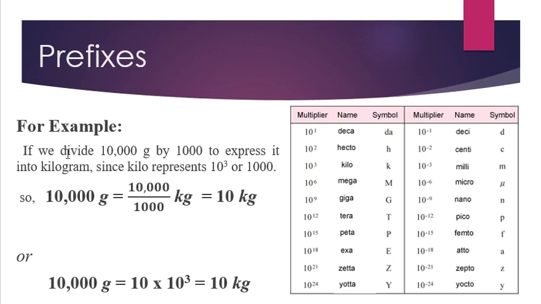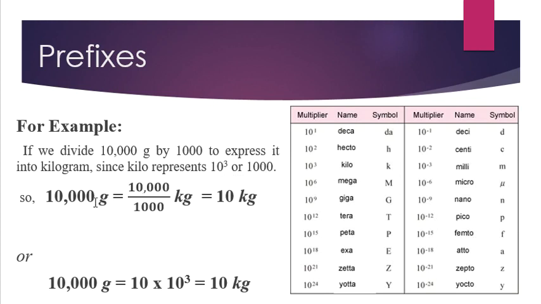You can see an example here: we divide 10,000 grams by 1000 to express it in kilograms. As you can see here, kilo is basically 10 to the power 3, which means 10 cubed. If we multiply 10 three times, 10 multiplied by 10 multiplied by 10, it is equal to 1000.